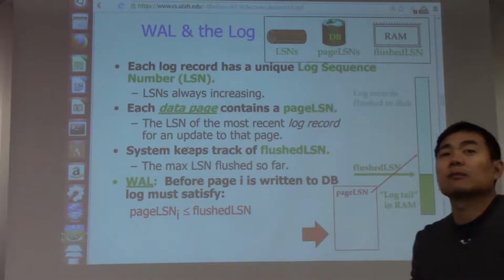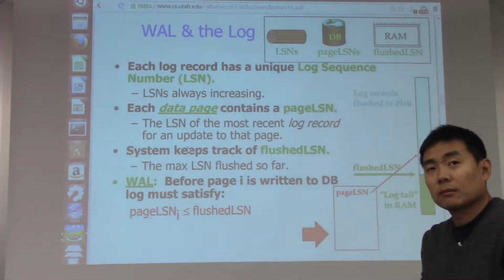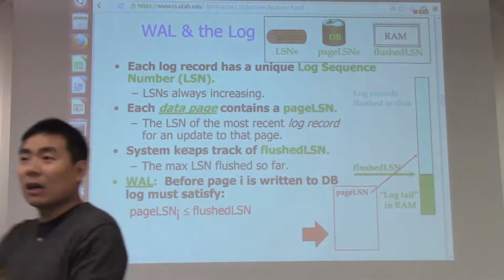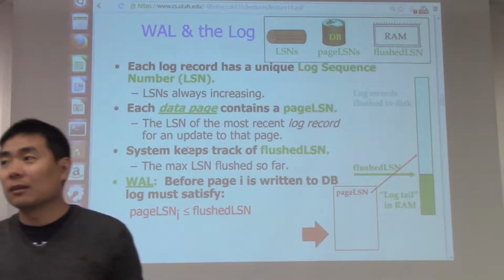Why did you need the pageLSN to be the first log record of the transaction instead of the most recent log record? Because you have a lot of logs per transaction, right? So well, we will explain why we need this. You're asking a why question, right? Let me present the design first, then we talk about why this is needed.